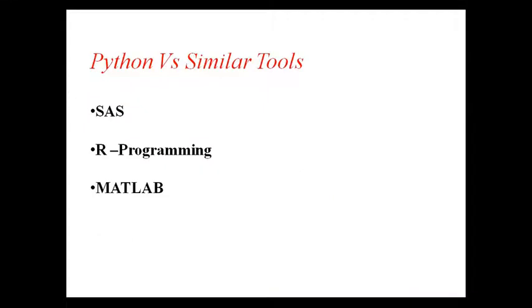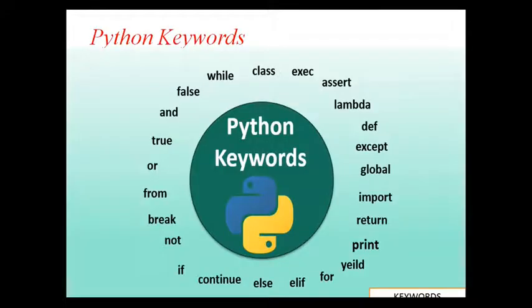Next, Python versus some similar tools. A similar tool is SAS. SAS contains a wide variety of functions for performing statistical operations, but it is not open source. To overcome this, we are using R programming. It is open source software that can be distributed to anyone. Python provides various functions for performing statistical operations and other operations also. Another one is MATLAB, which is also very popular and widely used software, but again it is not open source software.